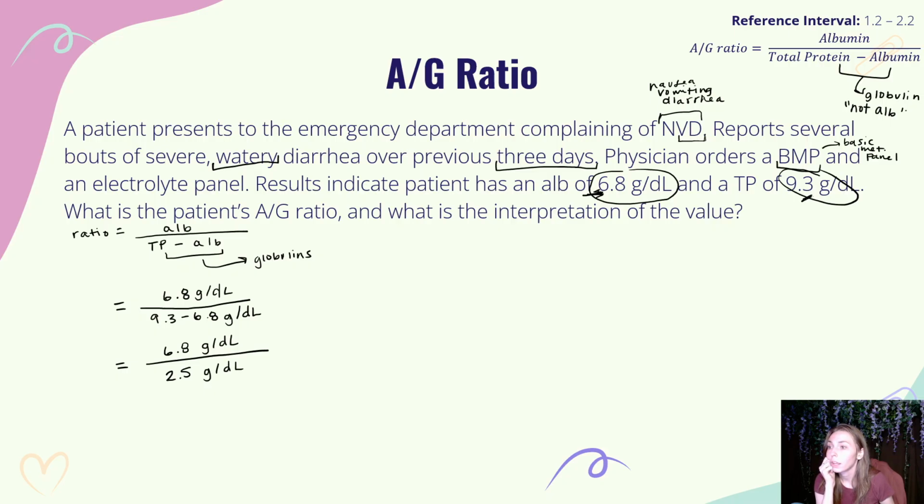So we have 6.8 grams per deciliter of albumin and 2.5 grams per deciliter of globulins. Right, that is 2.5, right? 9.3 minus 6.8, yeah, 2.5. Okay. 6.8 albumin, 2.5 globulin, which is going to roughly simplify down into, and I do need a calculator for this one. Typed it in wrong. 2.72.